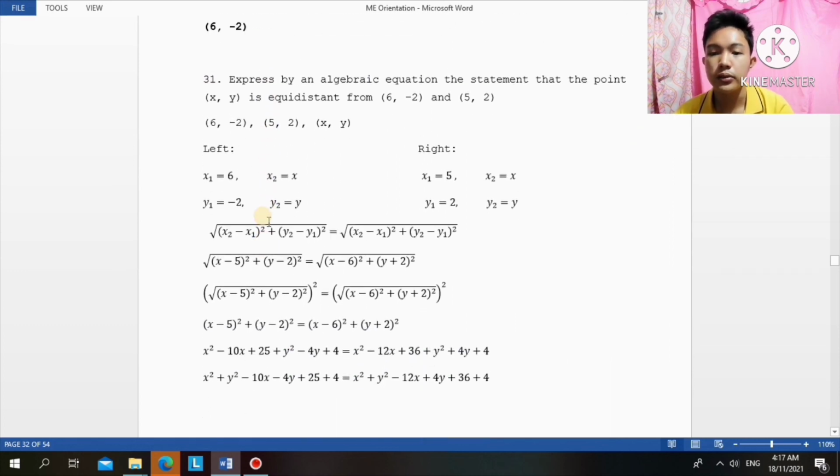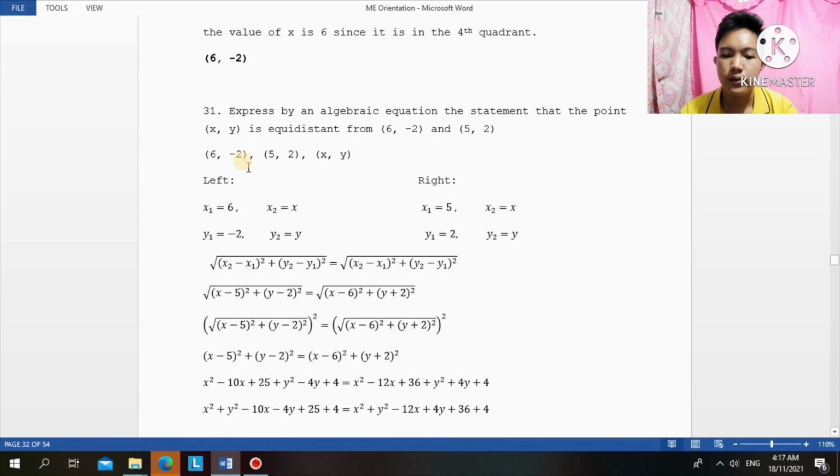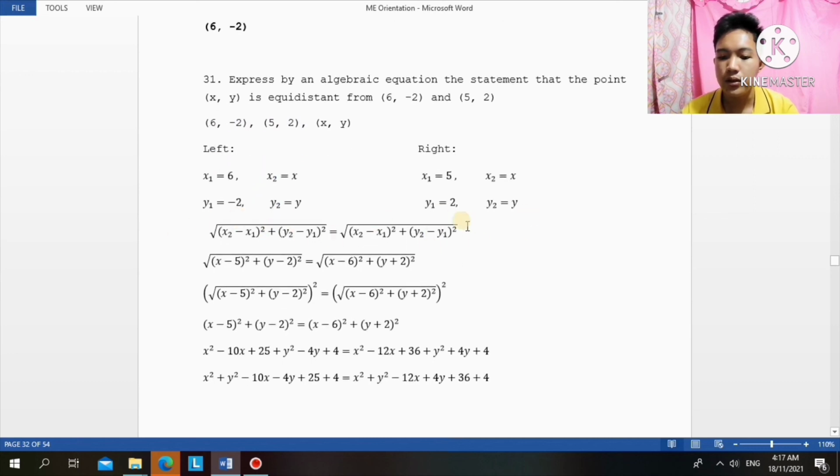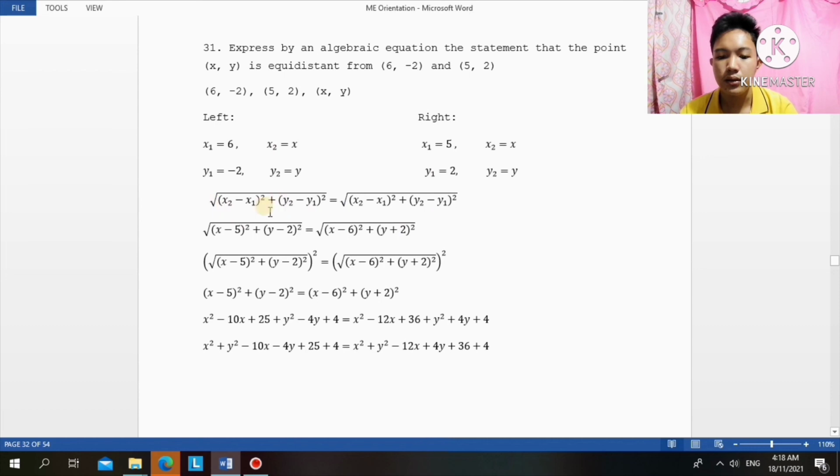So, 31. Express by an algebraic equation the statement that the point (x, y) is equidistant from (6, -2) and (5, 2). Our points are (6, -2), (5, 2), and (x, y). So, we will use this formula: the square root of (x2 - x1) squared plus (y2 - y1) squared is equal to the square root of (x2 - x1) squared plus (y2 - y1) squared.